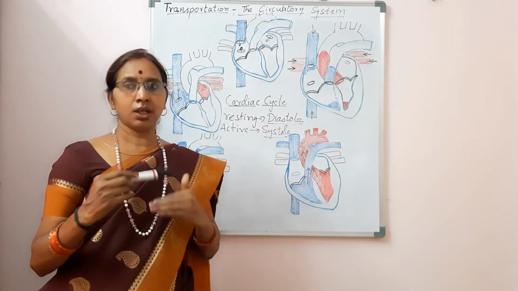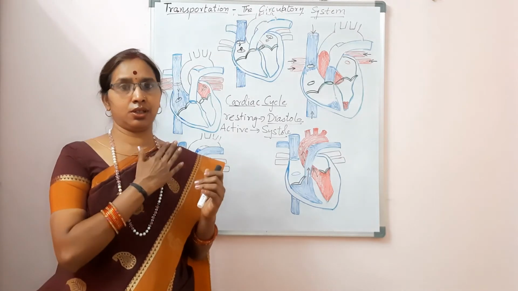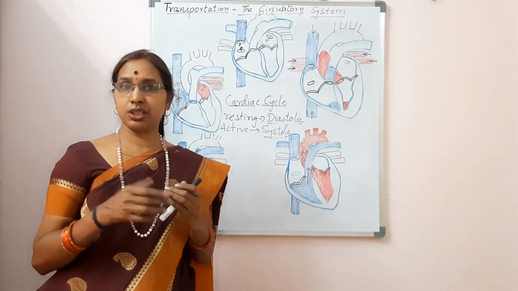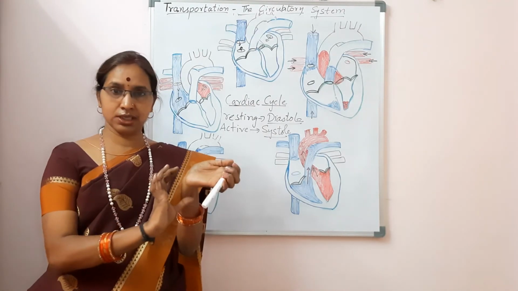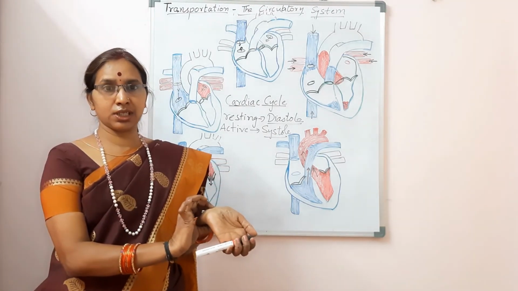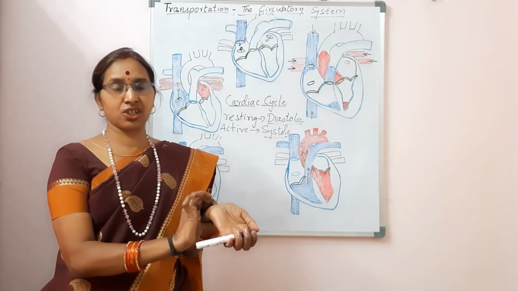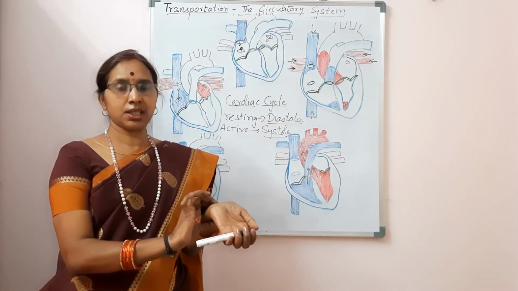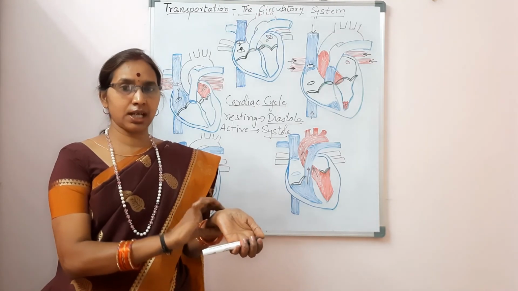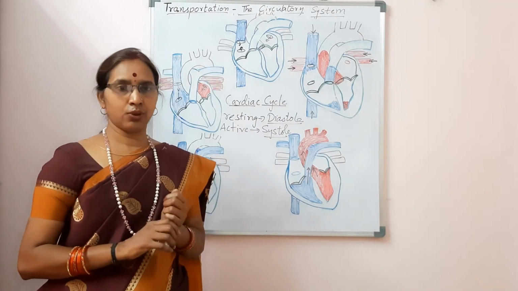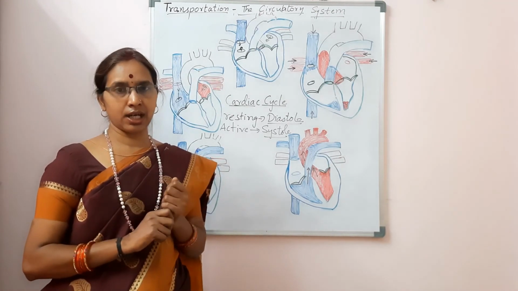So this is how the lub dub sound is produced when you keep your hand on the heart, and you can also hear it through the stethoscope. When you put your finger here, you can feel the force of the contraction and relaxation of your heart. This is known as the pulse, and this is the heartbeat. So pulse rate and heartbeat are equal. This completes the cardiac cycle.